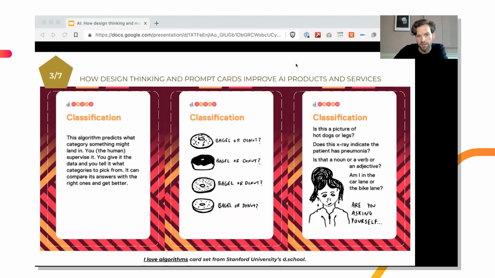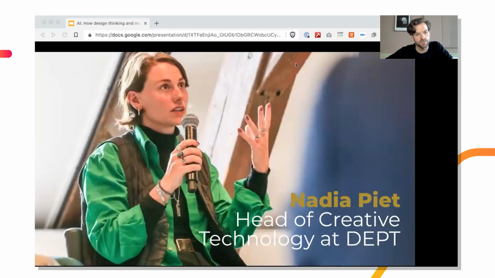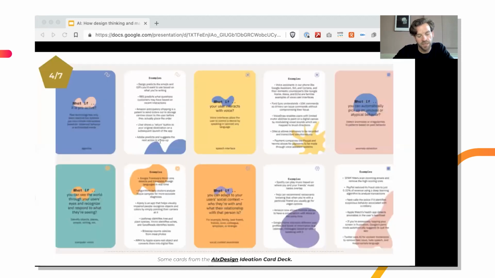Now, there's another type of card set which was co-developed by Nadia Piet, who is now head of creative technology at Dept, which is a creative agency. She works in a research through design way. And well, it means that the designer fleshes out ideas and literally shapes those ideas into form, visualizing, sketching, building, prototyping. Then she has artifacts to communicate. Then she invites others to reflect on these ideas. And for that, she uses creative concepting workshops and these card sets.